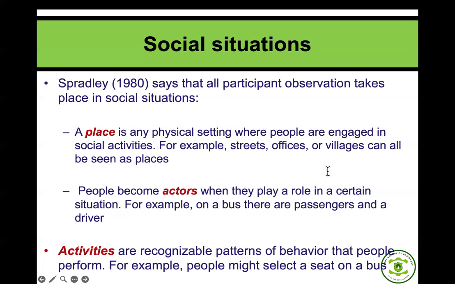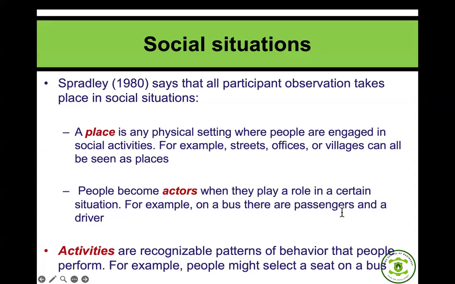So let's think about a bus scenario. With a bus scenario, we have passengers and a driver, and they each play distinct roles in that social setting. Then we have the third, which is what we call activities. Activities are recognizable patterns of behavior that people perform. And if we're using the bus example again, one activity might be how people select their seats on the bus. It is a pattern of behavior we can observe and analyze.